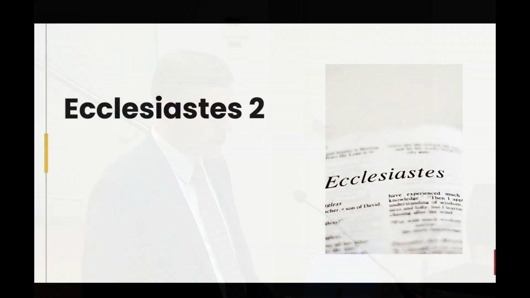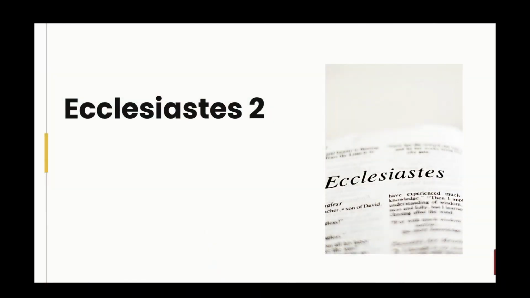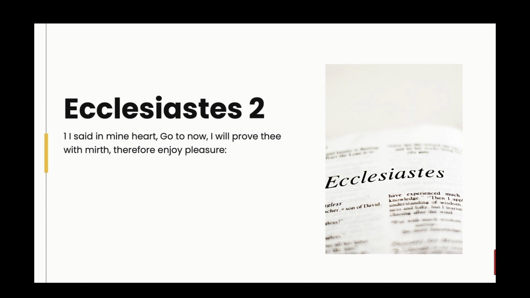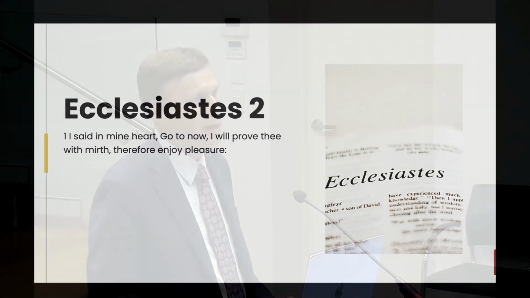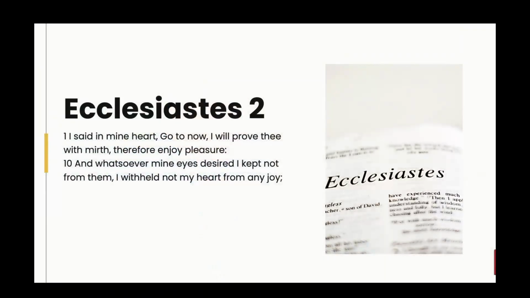So one of the persons that had emotional reasoning, you can be a smart person and have emotional reasoning. It was Solomon. I said in mine heart, go to now, I'll prove thee with mirth, therefore enjoy pleasure. And he talked about how he would use alcohol, he would use drugs of the day, because people that used it looked like it was making them happy, and he wanted to be happy as well. And then he went into this, whatsoever mine eyes desired, I kept not from them. I withheld not my heart from any joy.